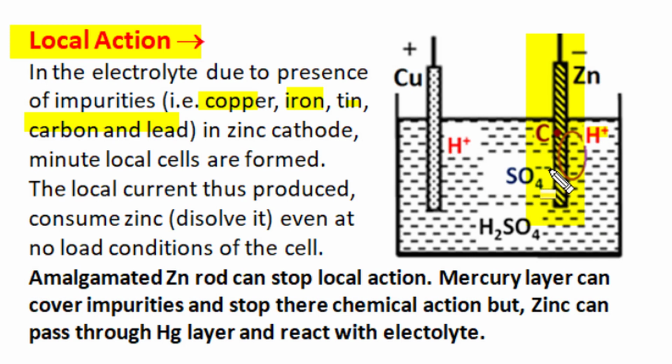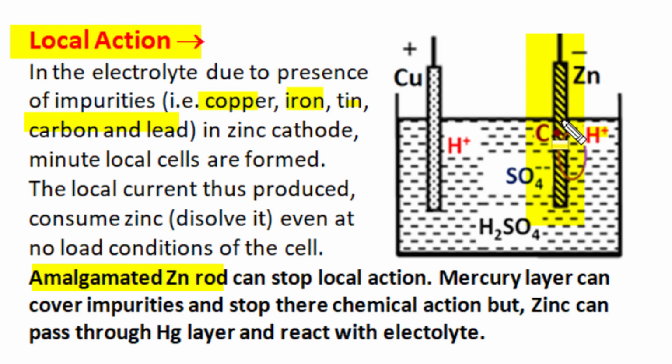Now this can be eliminated. If we are not using the cell, we should place the cathode out of the electrolytic solution, or we can put a thin layer of mercury over the zinc. Such an amalgamated zinc rod can stop local action as the mercury top layer covers the impurities and they can't react with the electrolytic solution, but zinc dissolved in mercury comes on the outer layer and reacts with the electrolytic solution.